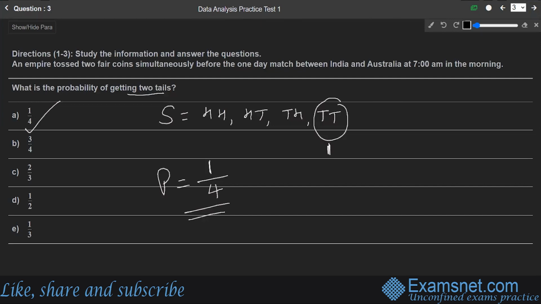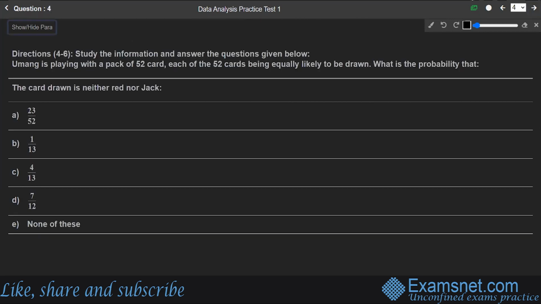Now, the question says Umang is playing with a pack of 52 cards. There are 52 cards in a pack of cards. Then he's saying, being equally likely to be drawn, what is the probability that the card drawn is neither red nor jack?